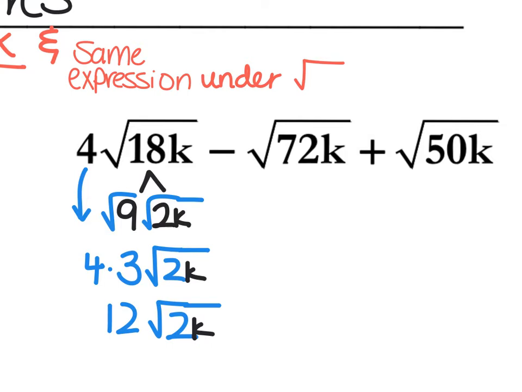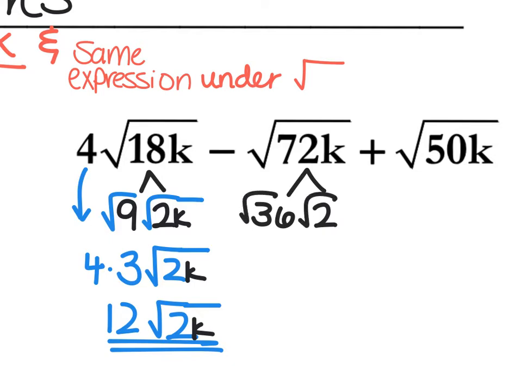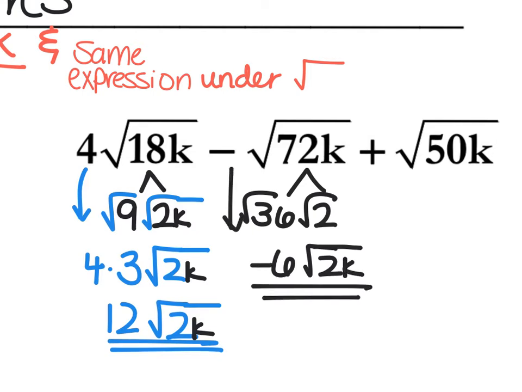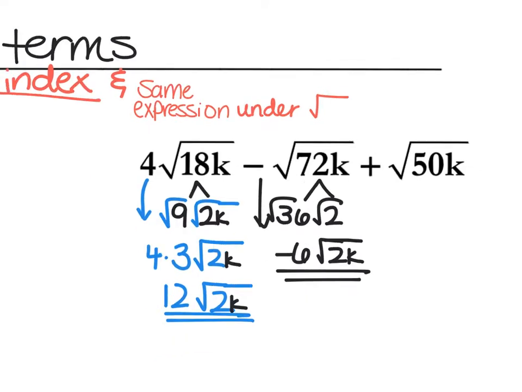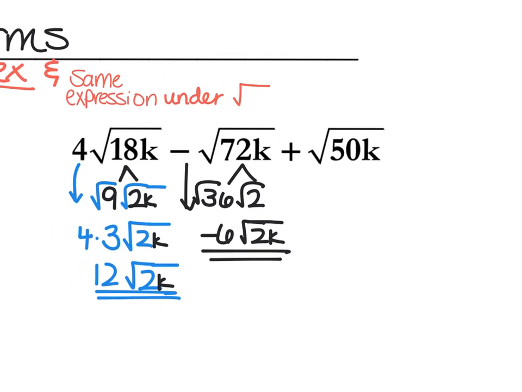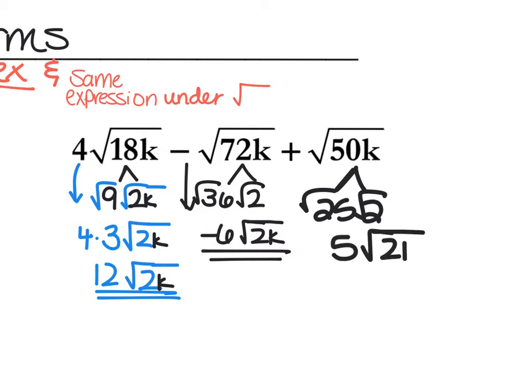Okay, so this is my first expression. Let's go to the next one. 72 can be split up. It's 36 times 2. Square root, we have a 6 root 2, and the k stays underneath with the 2. And it is a minus, so minus 6 root 2k. Next, 50k. So break up the 50, it's 25 times 2, square root. Square root of 25 is 5, root 2, and the k stays under the root with the 2. And this is a positive.